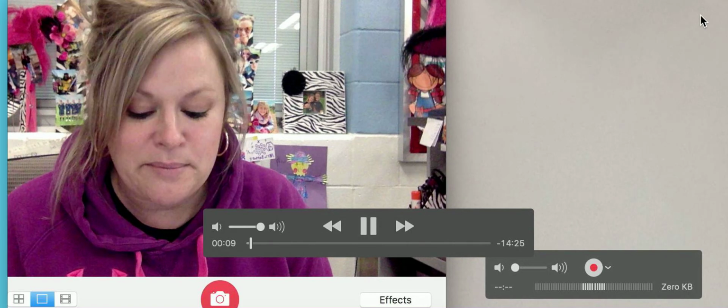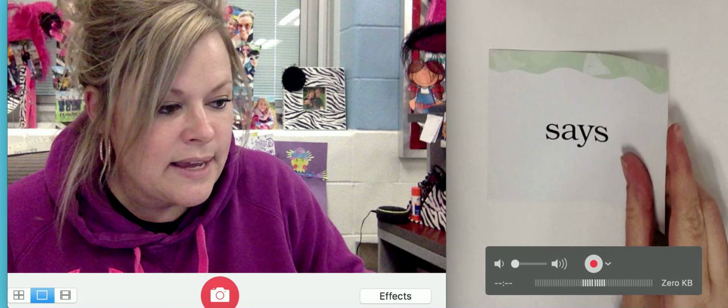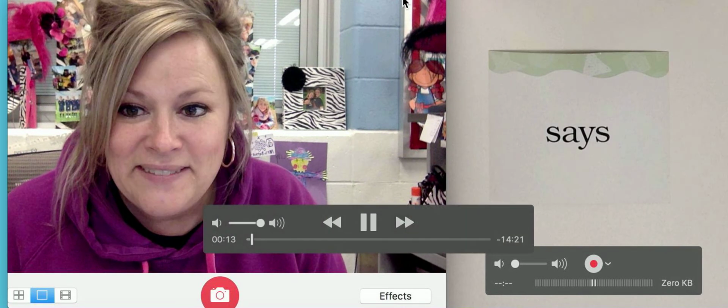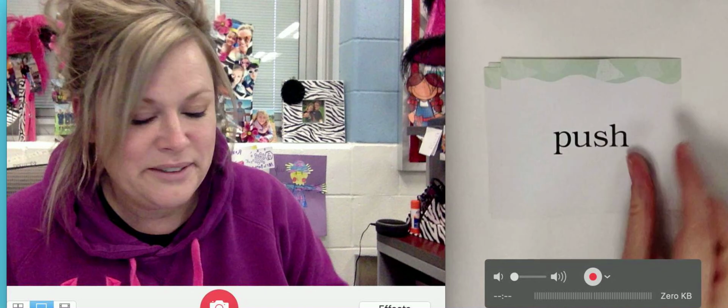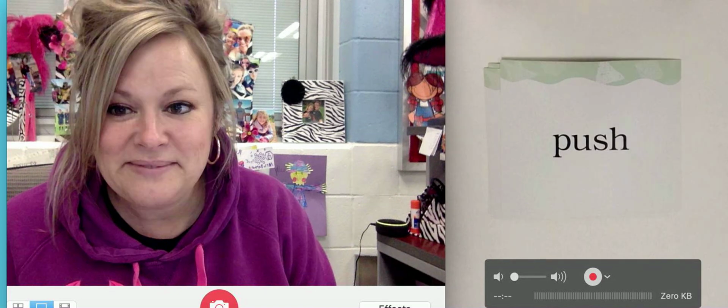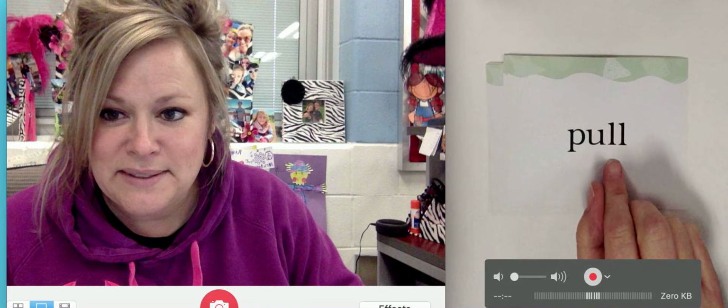Focus on some of the latest sight words. Say it if you know it right away. Good. Says. Nice job. Put. Push. Not this one. Pull. Very good.